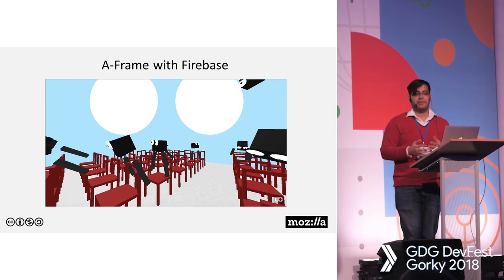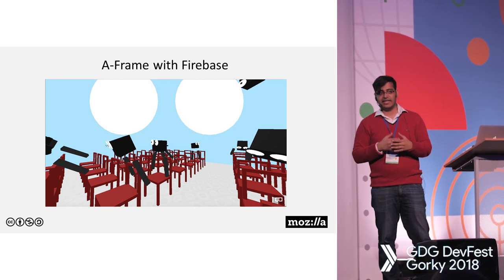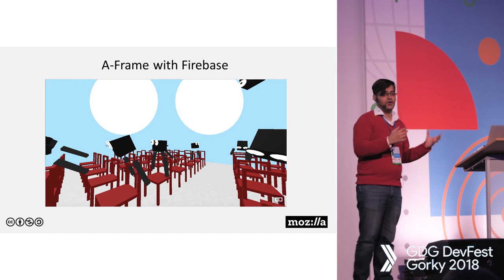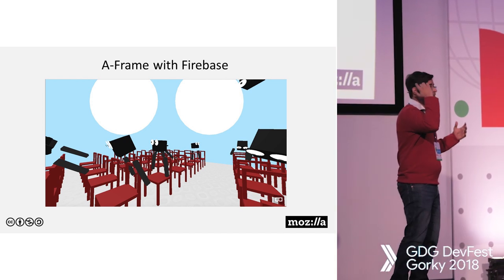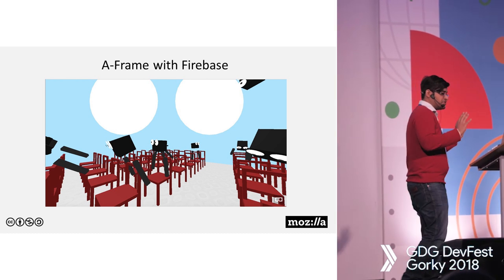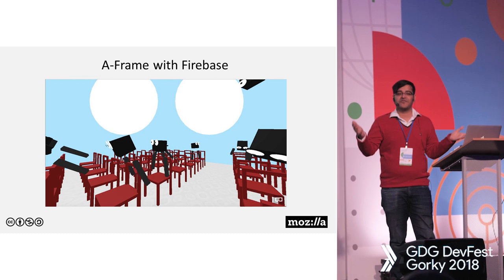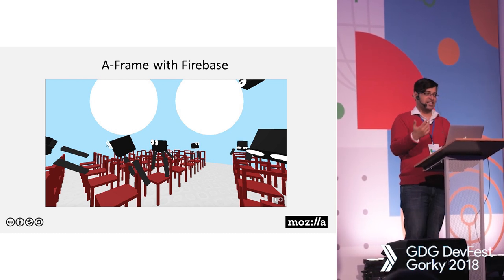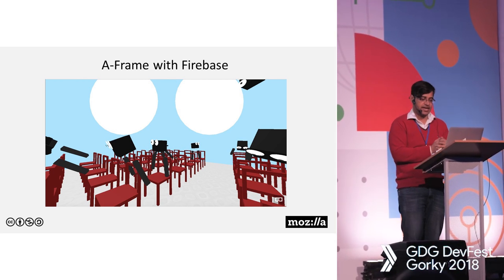Since A-Frame is based on HTML, it is compatible with all the existing libraries and frameworks. You can hook it up with React, Angular, D3JS, different Firebase libraries. So playing in a virtual world is fun, but it's not that fun without friends. Human beings are social animals, so they need a social element to have much more engagement in games.